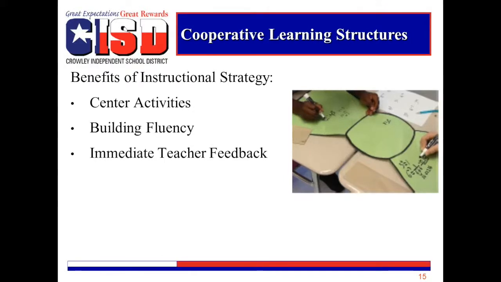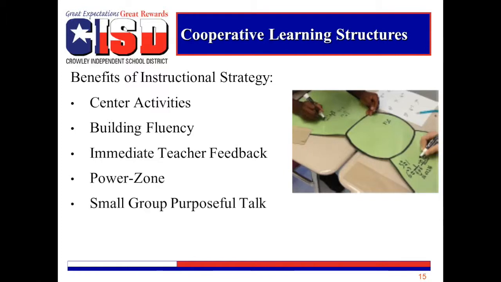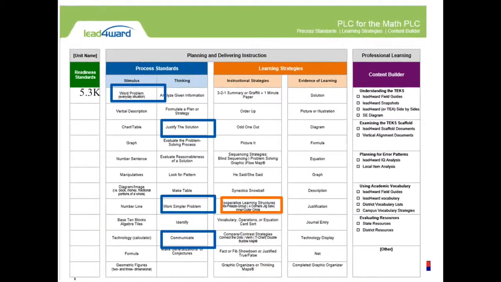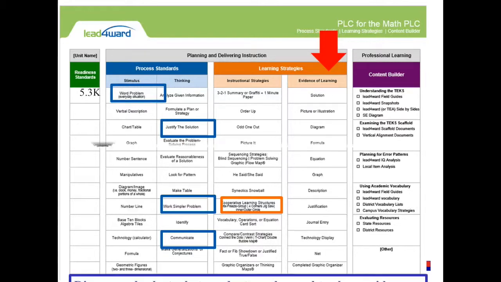These methods incorporate working in the power zone, small group purposeful talk about the learning, and opportunities to recognize and reinforce effort from the Fundamental 5. Now, look at the Evidence of Learning column. Discuss and select what product can be used to show evidence of student learning. Questions to think about when selecting the evidence of learning. How will we know when students have mastered the concept? Take time to discuss also how students will demonstrate their thinking.